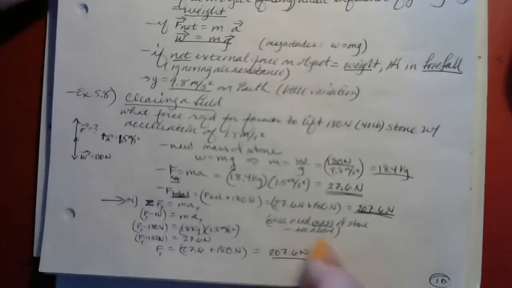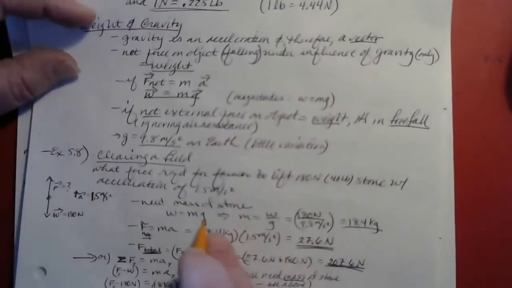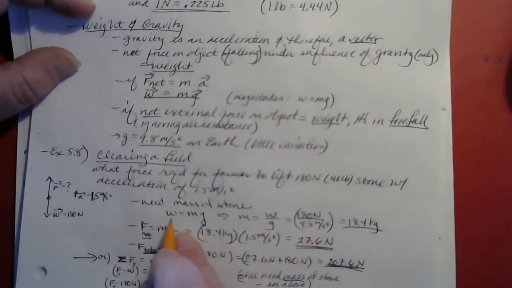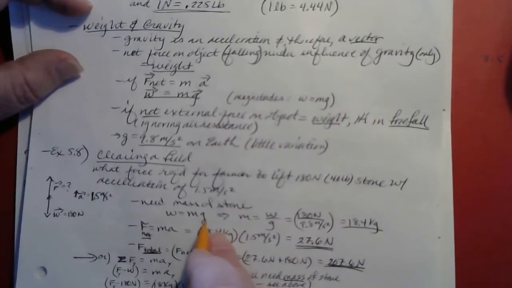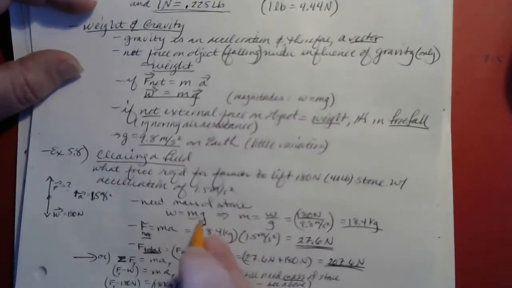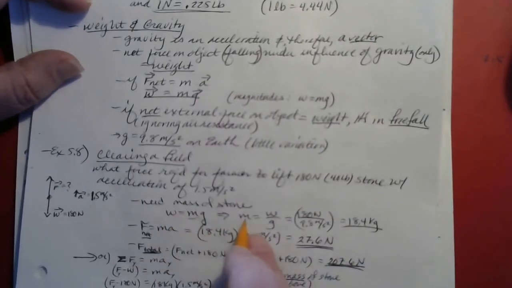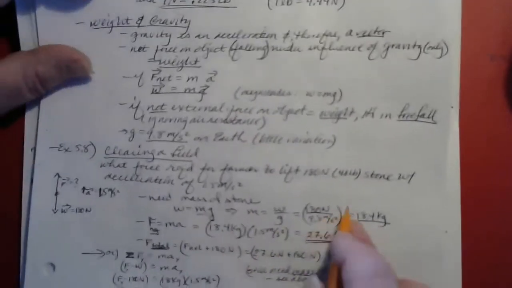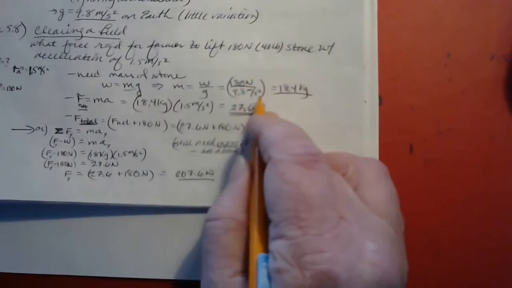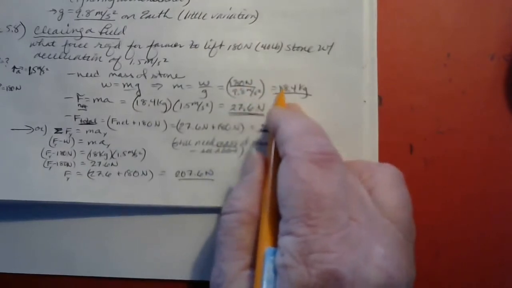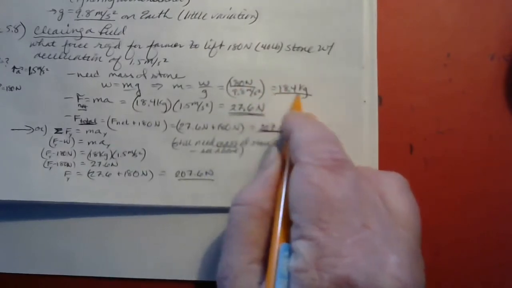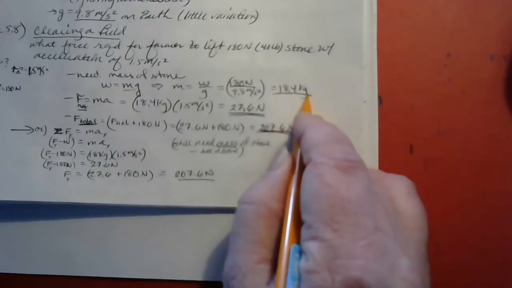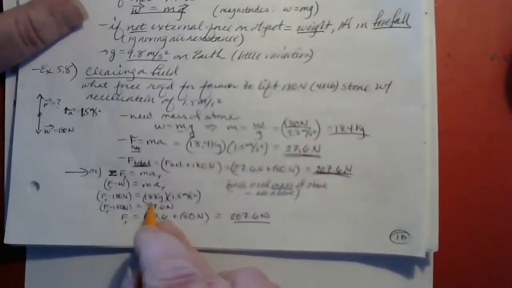So to find the mass of the stone, we can do what we did up here, which was weight is equal to mass times gravity. And if it's the mass you want, then you can just rearrange that equation and find mass is weight over gravity. So if you take the weight, which is 180 newtons, divided by the gravity, which is 9.8 meters per second squared, you get a mass of 18.4 kilograms, which you can put in down here.